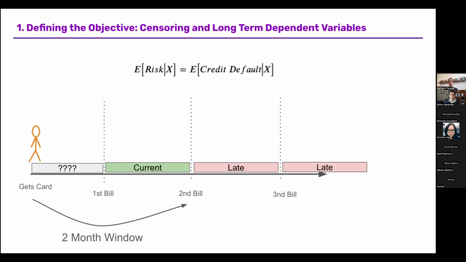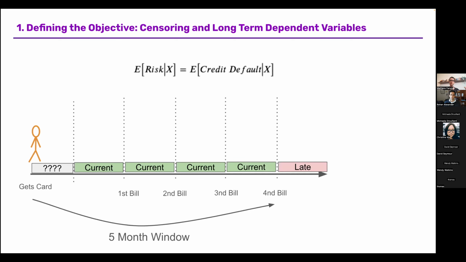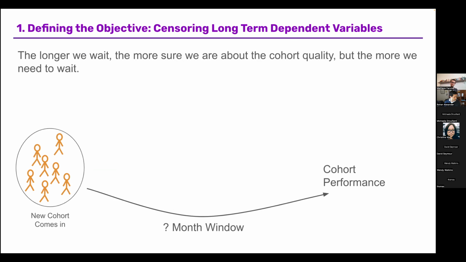The problem here is that the customer might not pay in the 3rd bill, or in the 4th bill, or in the 6th bill. So we have this trade-off between waiting more time to see if the customer is going to default or not, or waiting less time. And the trade-off is that the more we wait, the more certain we are about the quality of the customer. But the downside is that we have to wait a lot. And this is the problem.